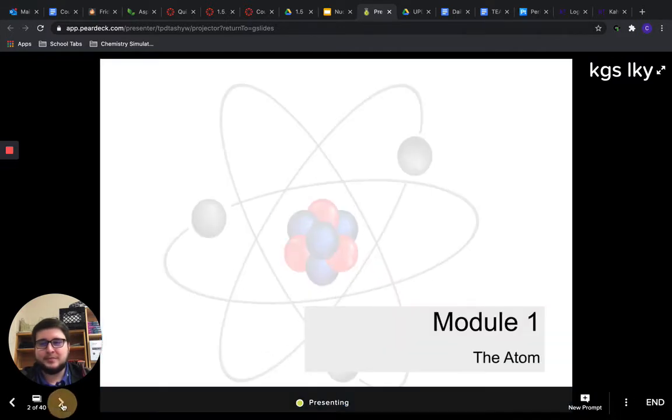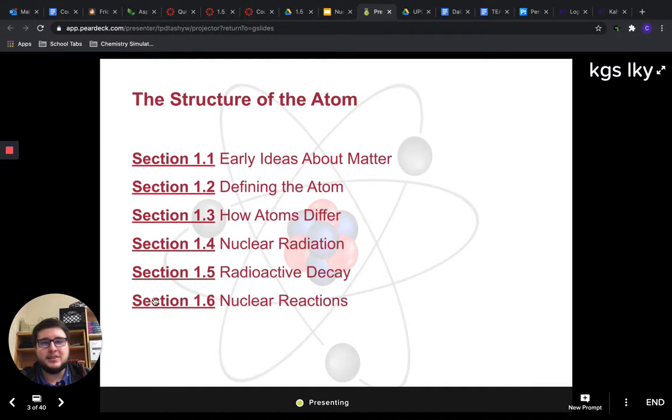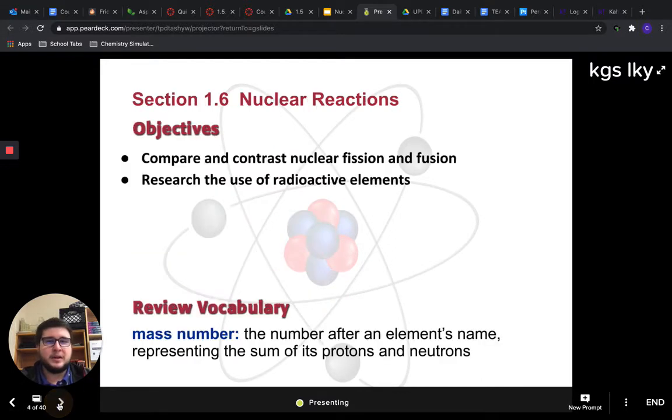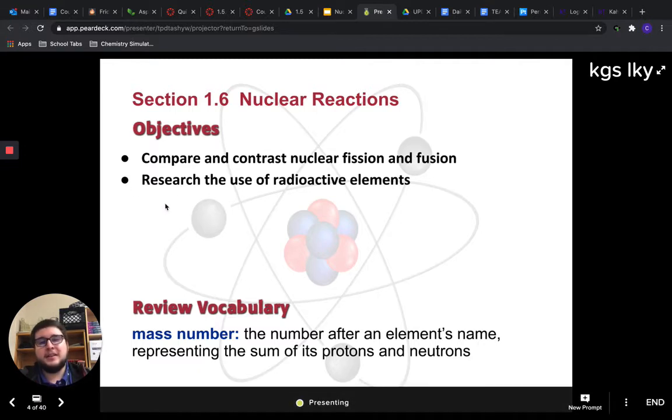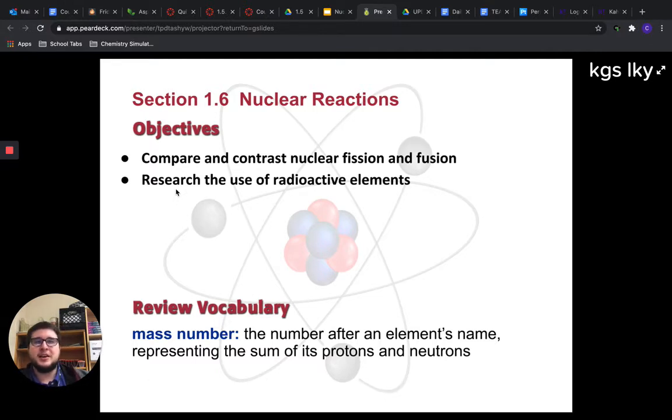All right. So again, this is still Module 1, the atom, and finally this is Section 6, which is nuclear reactions. So we're going to talk about two types of nuclear reactions today. And our goal is to be able to compare and contrast those two types, which is nuclear fission and nuclear fusion. All right, and then finally, the second objective, we want to be able to research the use of radioactive elements, which we've kind of already done. You had an assignment in Section 4, which was like the isotope research assignment. So you've kind of already done this before.